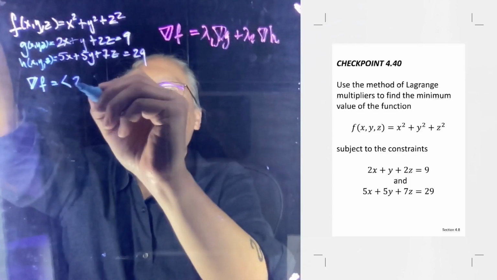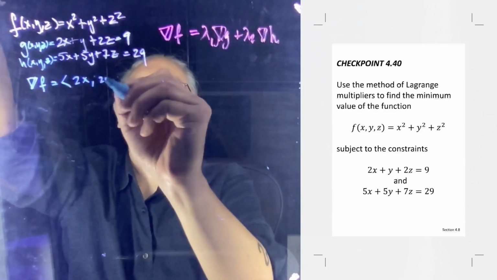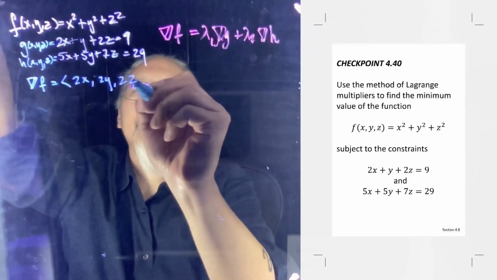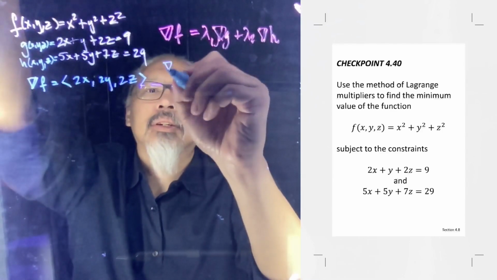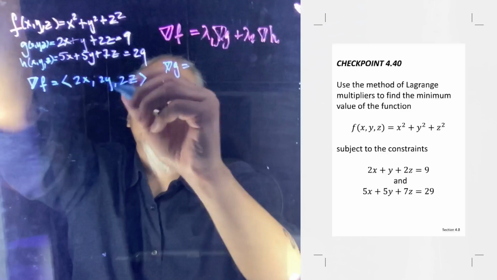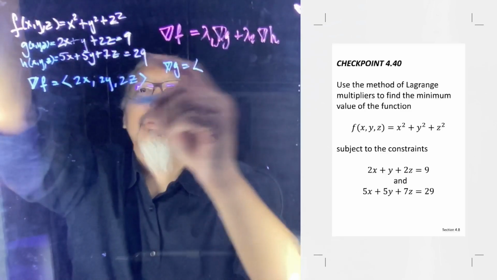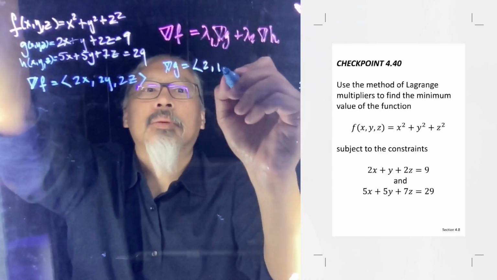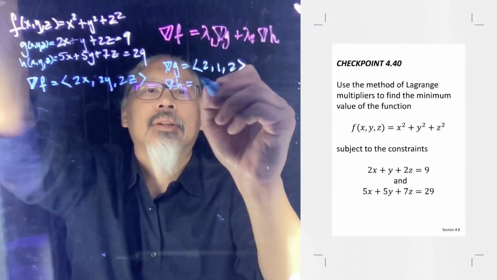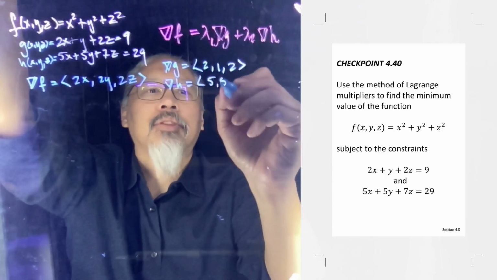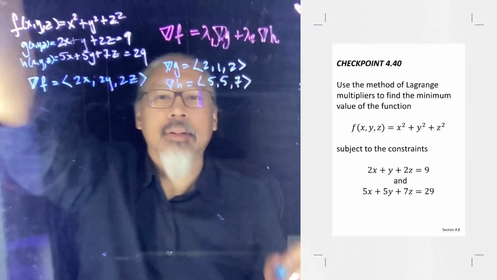That's quite simple. It's 2x, 2y, 2z. And the gradient of g is going to be just a constant, 2, 1, 2. And the gradient of h, another constant, 5, 5, 7. Okay.